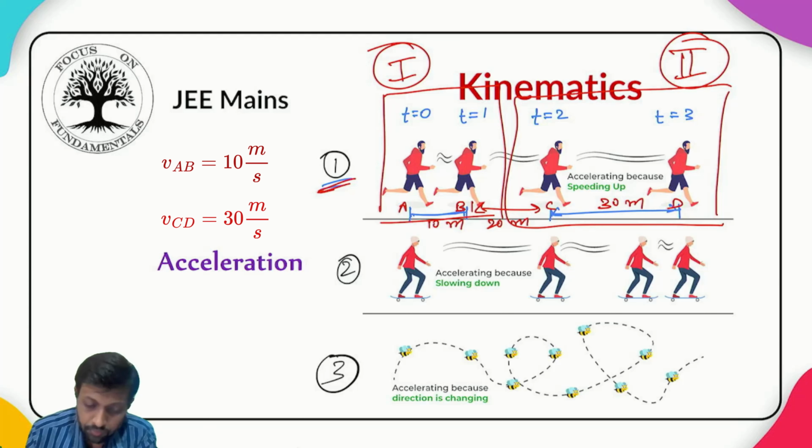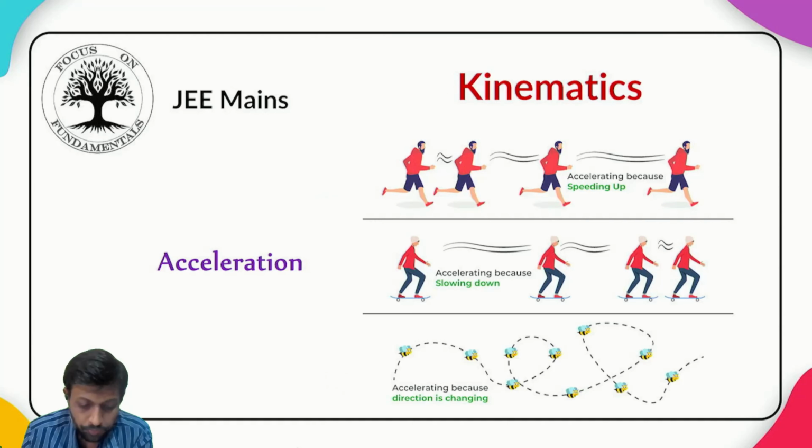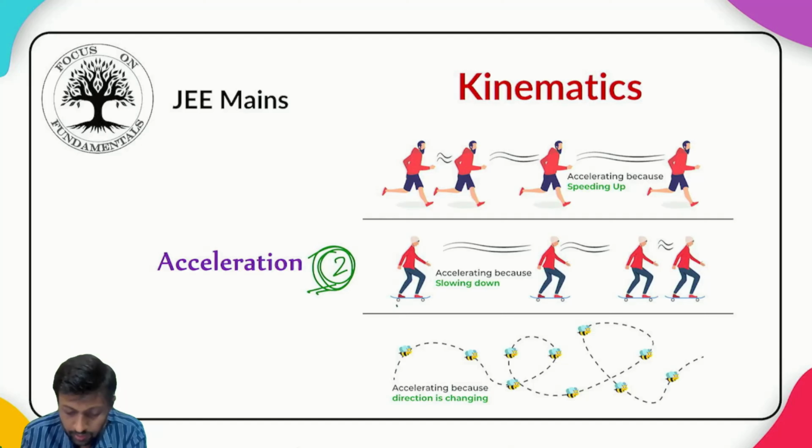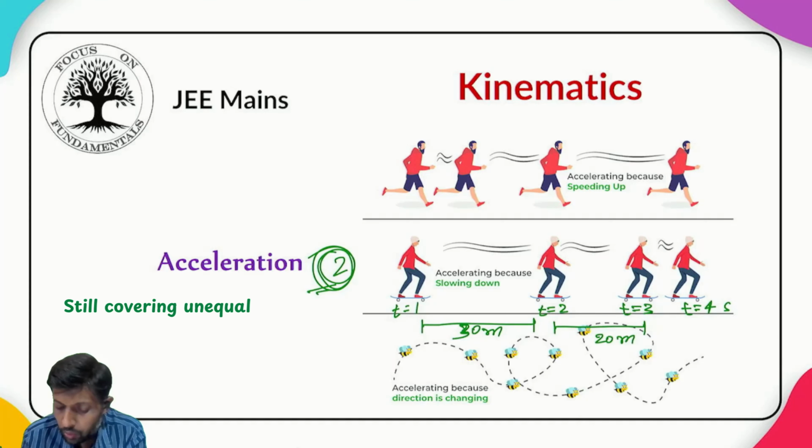Okay, let's look at the second case now. What is happening here? Again, the snapshots are taken or the records are measured at t equal to 1 second, t equal to 2 seconds, t equal to 3, and t equal to 4 seconds. Now, from t equal to 1 to 2 seconds, the person was covering 30 meters distance. And from t equal to 2 to 3 seconds, the person is covering just 20 meters. And from 3 to 4 seconds, it's covering only 10 meters.